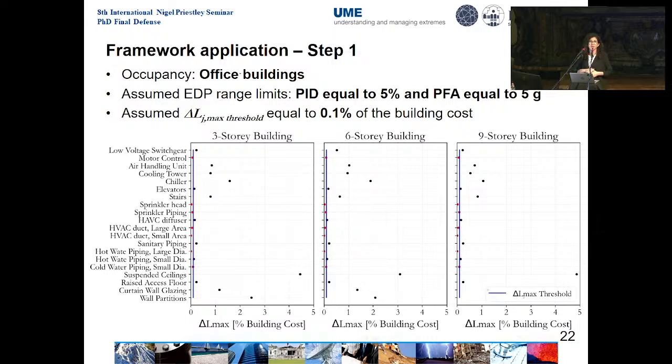So for the first step, again, we don't really need any structural analysis. We're just considering that the occupancy of the building is office. And we are assuming a very large EDP range, just 5% as maximum drift and 5g as maximum peak floor acceleration. These are not likely to be achieved by the building, but we just wanted to assume a very large EDP range for illustration purposes. And also, we are assuming a maximum loss reduction threshold, which is equal to 0.1% of the building cost.